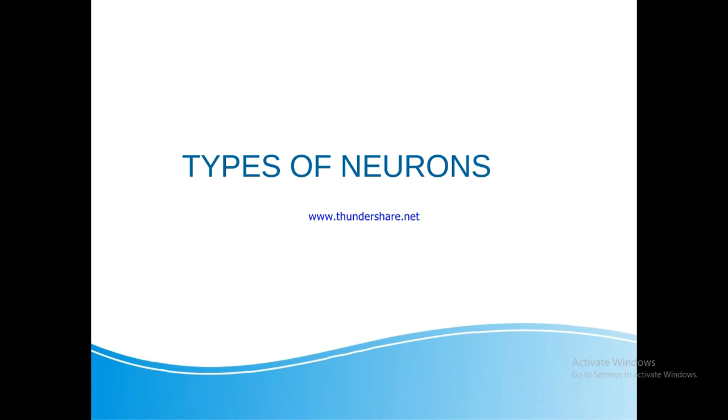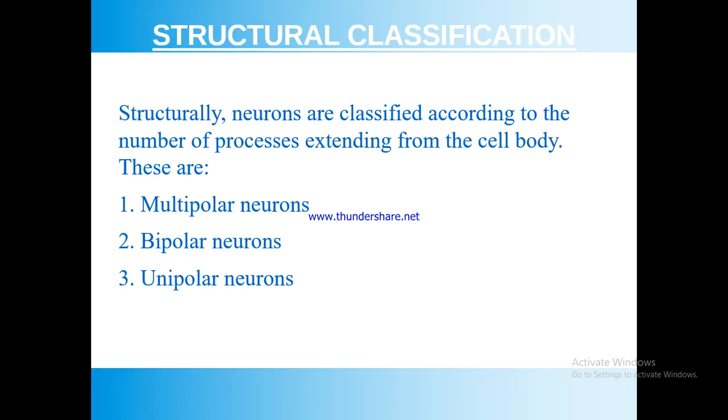Types of neurons. Neurons are classified in many ways. First, we will see structural classification. Structurally, neurons are classified according to the number of processes extending from the cell body. These are multipolar neurons, bipolar neurons, and unipolar neurons.